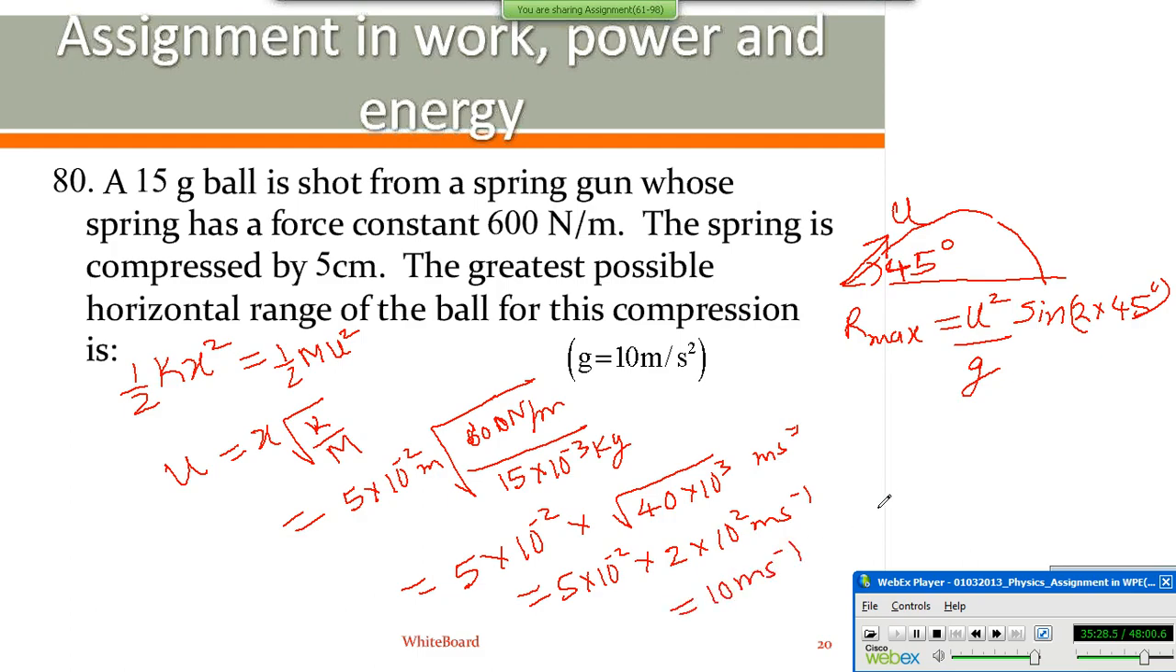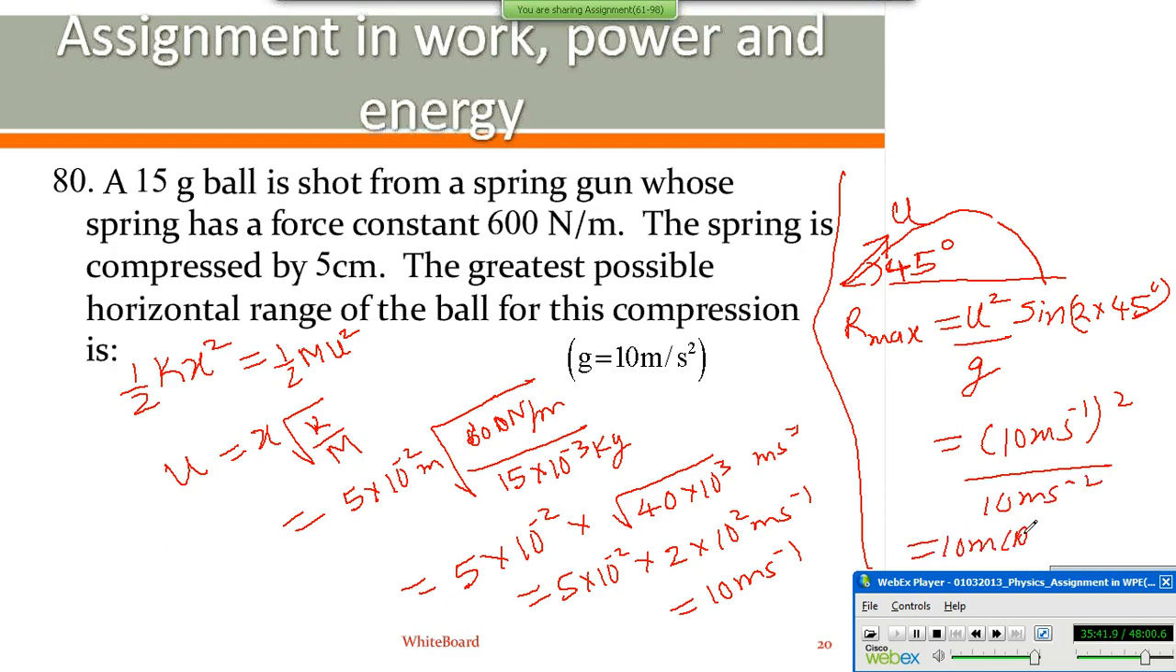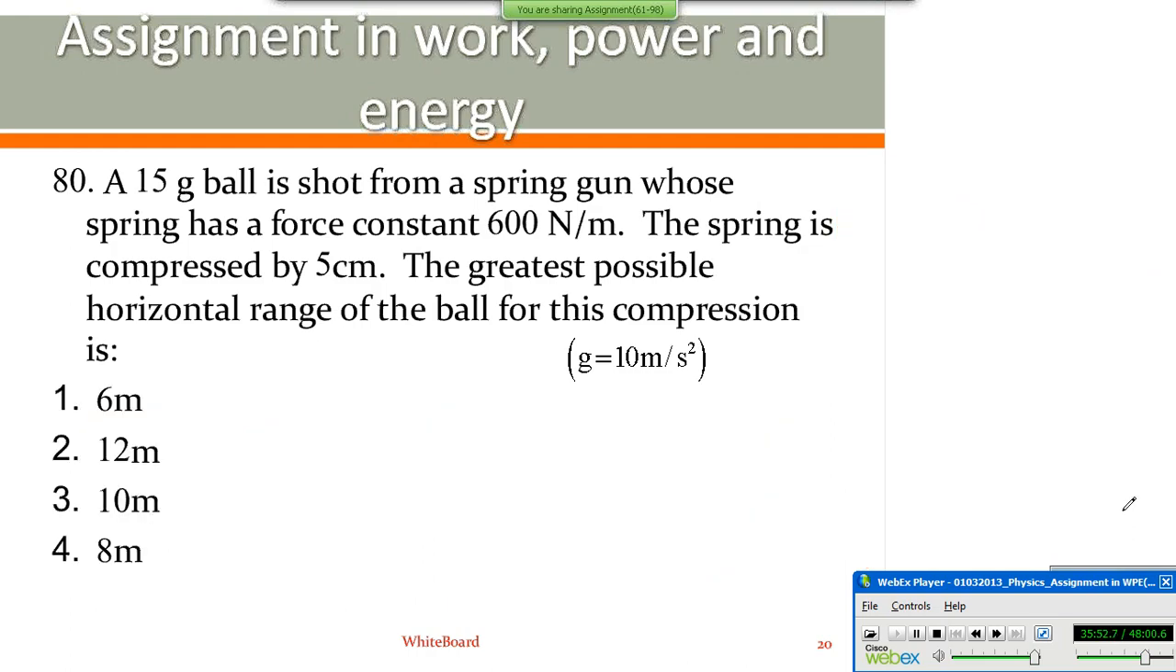So I get u equal to 10 meter per second. So maximum horizontal range for given initial speed is u square by g. u is 10 meter per second, g is 10 meter per second square. So you get answer as 10 meters. If you need more time to copy the solution of the problem, you can take a pause. So for question number 80, third option is the answer.